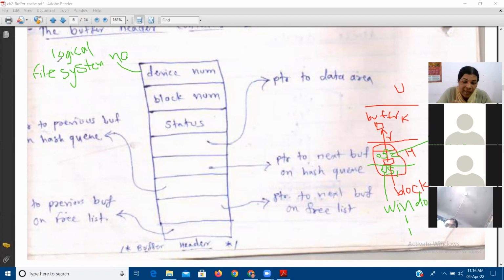So that buffer header should consist of a first field, that is identification of the operating system, whether you are reading the block of Linux or Windows. So that is identified with the help of the first field called a device number. Yes, students, are you getting my point?